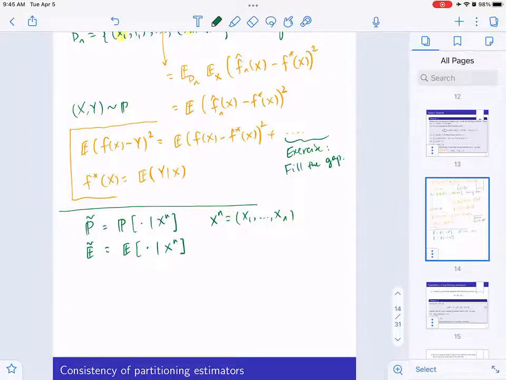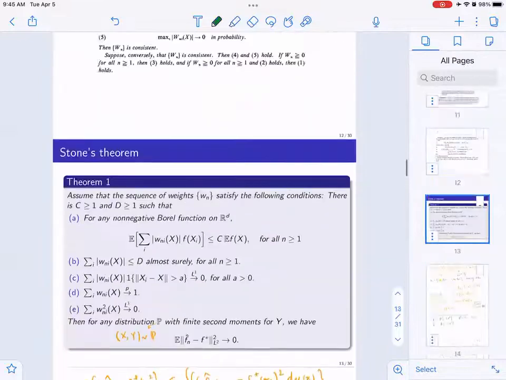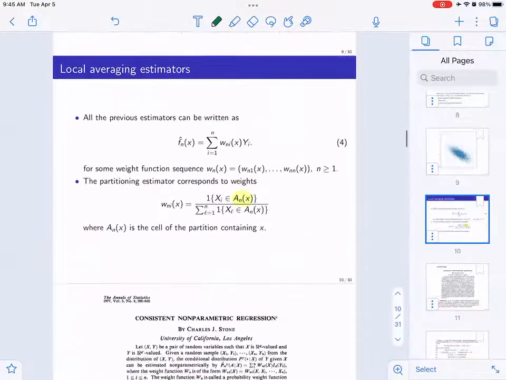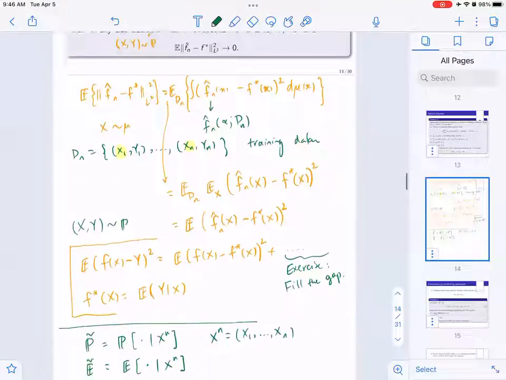The reason I'm doing this is that the local averaging estimators, for which we have Stone's theorem, depend only on the x part of the training data. So when I condition on the x, this part is going to be constant. The only randomness that's left is the randomness in yi conditional on the data.